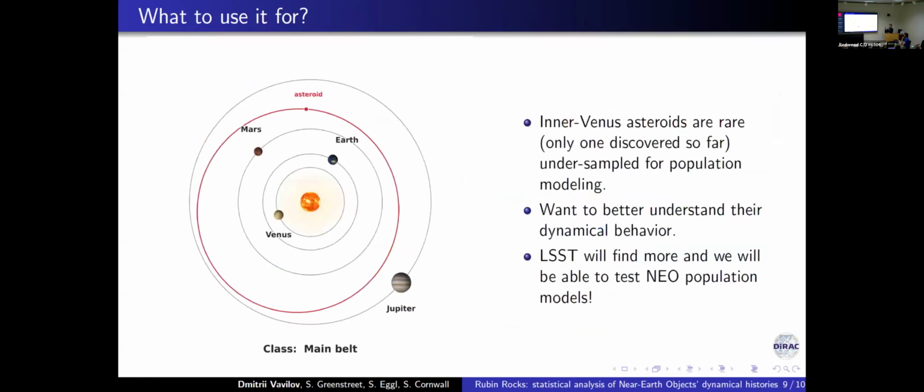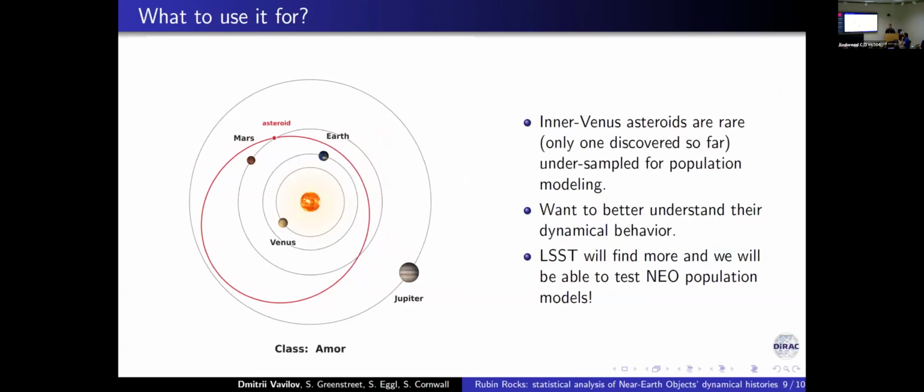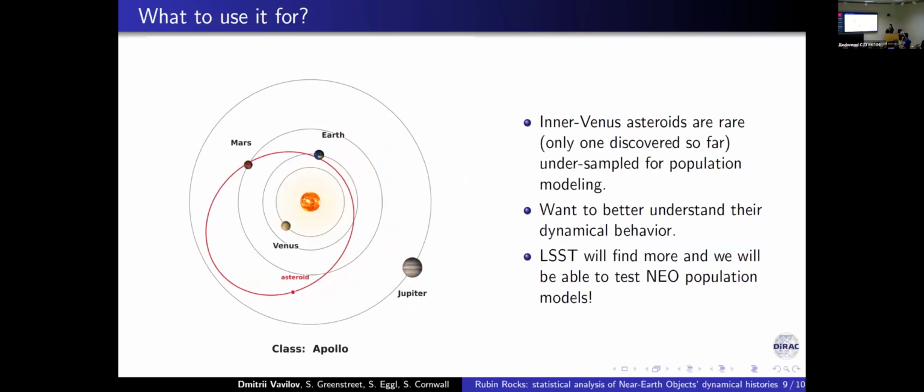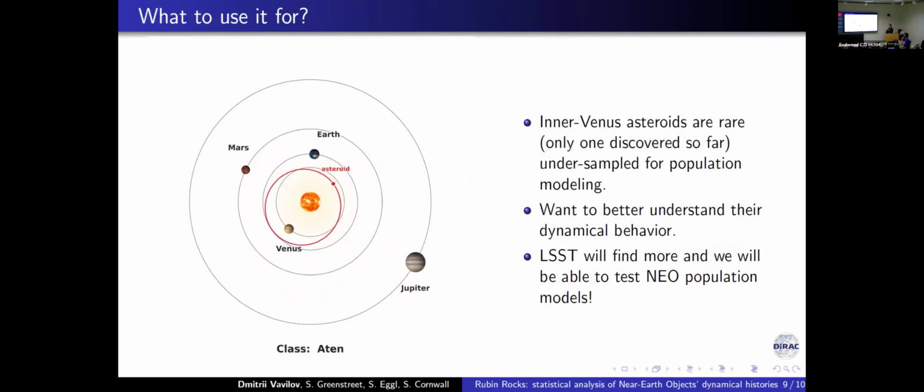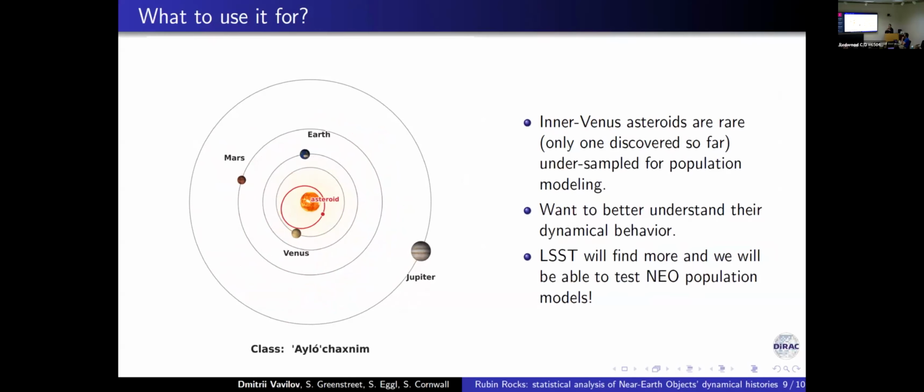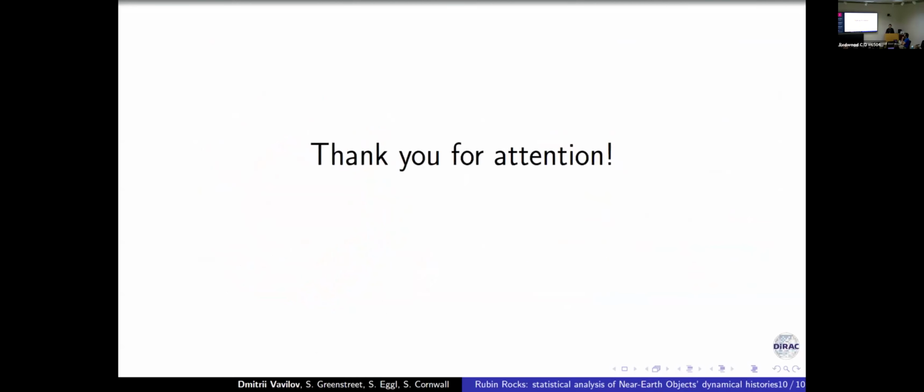Sorry, I don't have time, but we do want to use this integrator to study how the near-Earth objects become the Atira families, and also the subclass of the Atira family which is completely inside the orbit of Venus, which I cannot pronounce. So, thank you for your attention.